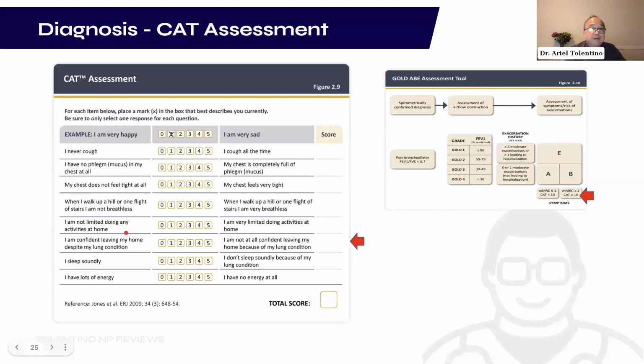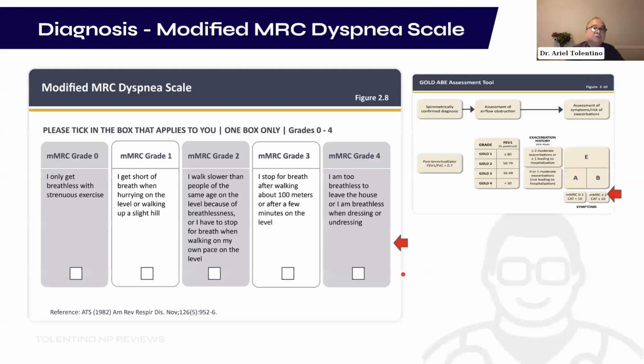Of course, if we have 8 determinants and scoring of 0 to 5, the maximum score would be 40. And again, the defining score to separate A from B would be a CAT score of 10. That's very important, a CAT score of 10. We will be going into more detail about how those CAT scores are used to triangulate an A, B, and E grouping. Okay, let's go to the next symptom scoring tool.